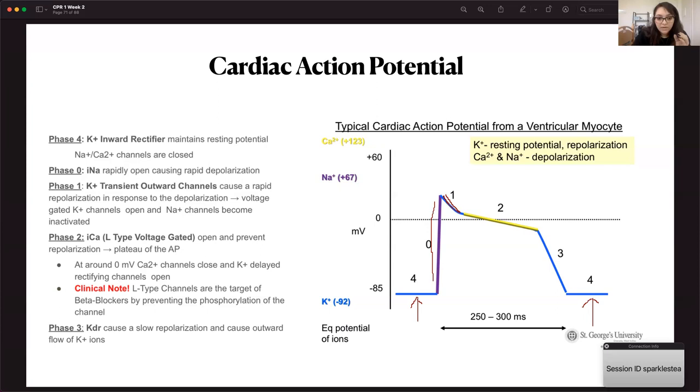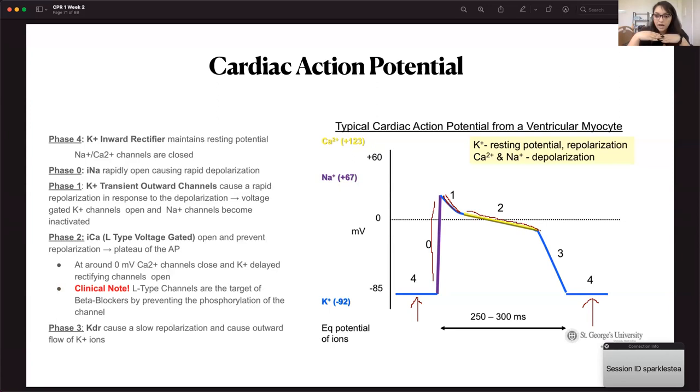Then you get to this phase two here. They love asking about phase two. They also love asking about four because nobody really thinks about four. So just make sure you know all of these different phases. So for phase two, that's when your calcium comes in. Your L-type voltage gated calcium channels open, and then you have calcium flowing, and potassium is also still flowing.